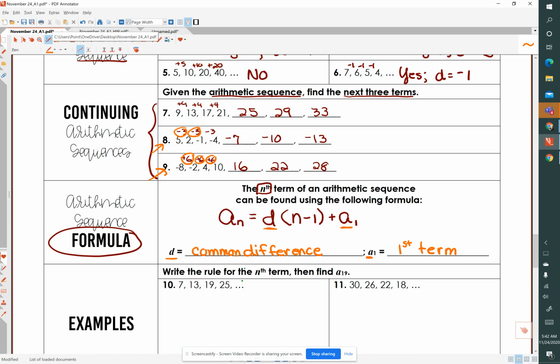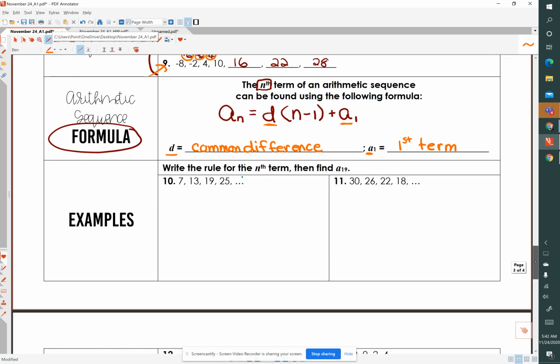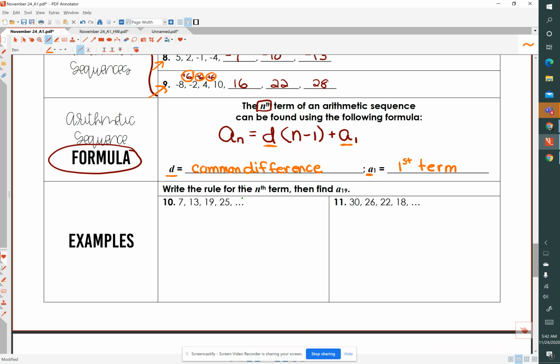So let's go back to our lesson where we're actually going to apply this. So now for our examples, we're asked to write the rule for the nth term. The nth term is the term we want to find. And then we're going to find the 19th term in the sequence. So this is our a sub n, but we've defined n as 19. Now we also need to define our first term. So a sub 1 is the first term here, 7.